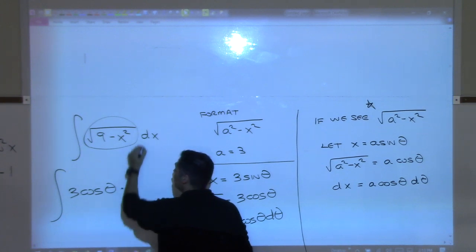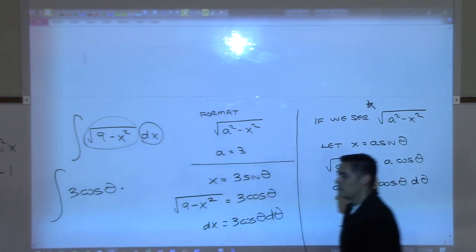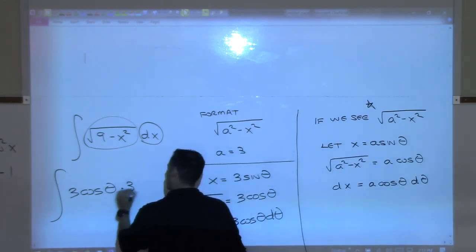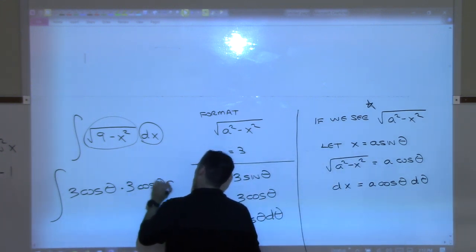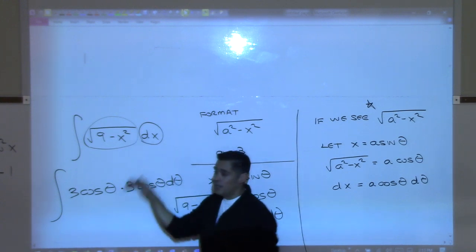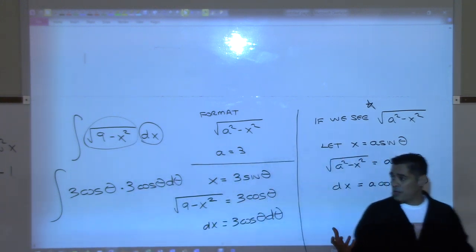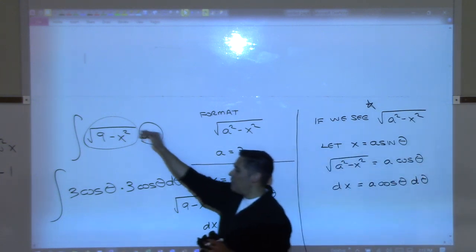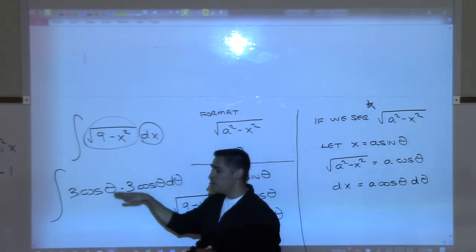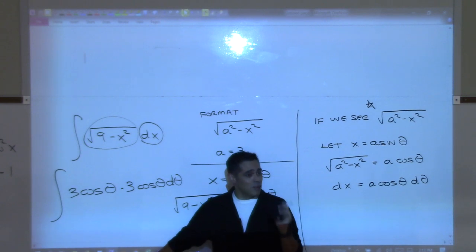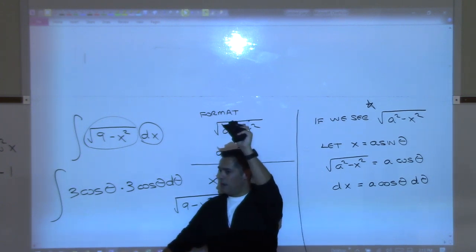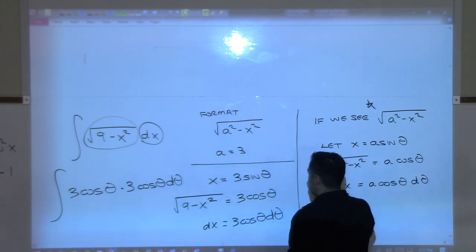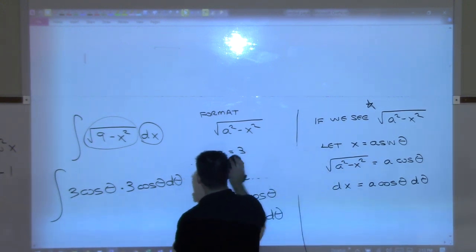And now times dx, but what's dx? 3 cosine theta d theta. Right? Now, would you agree that this integral just got kind of better because now we have trig stuff in there and we can kind of handle trig stuff? But the thing is, we've switched from x to theta now, right? So whatever we get as an answer here, we're going to have to go back to x at some point. Okay? We have to. But at least this seems doable now. Any other questions before we proceed?